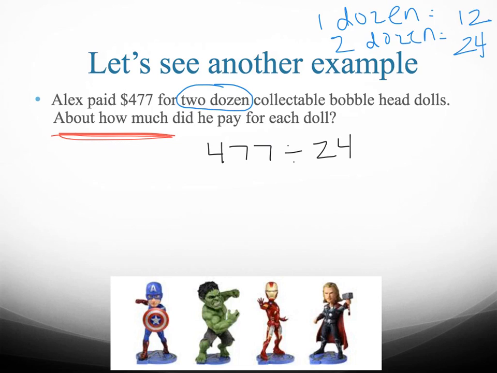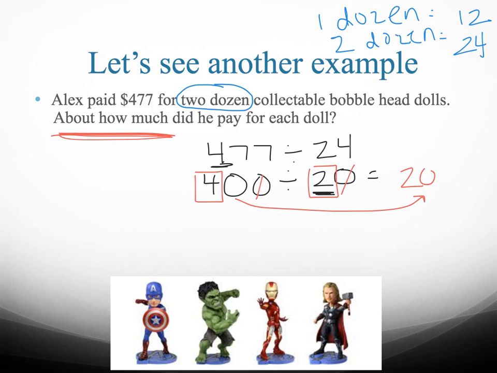But they're asking us for an estimate. Again, start with that divisor. 24 is closer to 20 than it is to 30. So I'm going to be finding multiples of 2 that get me close to the 4. Well, what do you know? 4 is a multiple of 2. So I'm going to rewrite the 4, and everything behind it turns to zeros. Now I have 400 divided by 20. Basic fact, 4 divided by 2 is 2. This 0 and this 0 cancel, and this one comes over into my quotient. So my estimate here is 20. He paid about $20 for each of his bobblehead dolls.